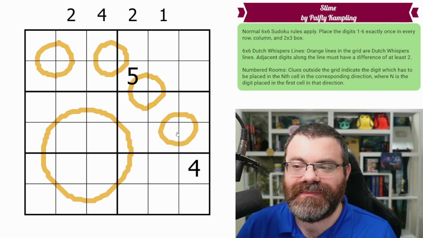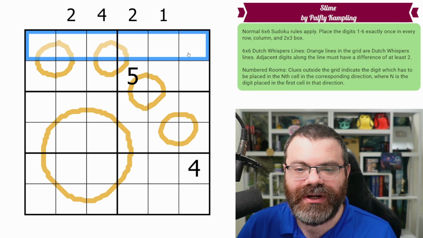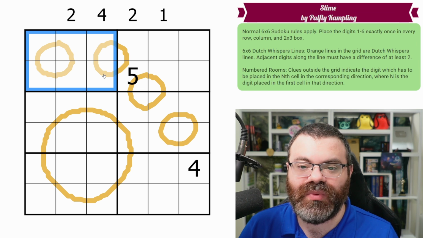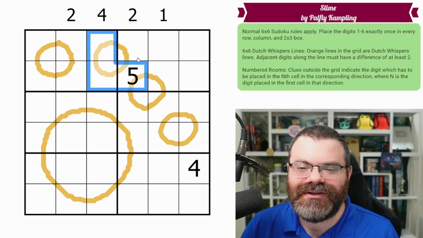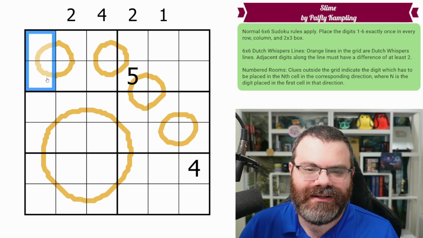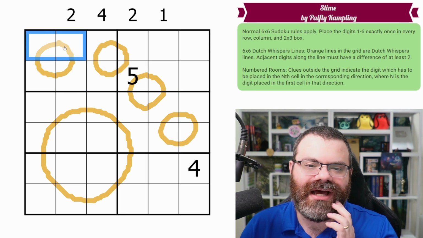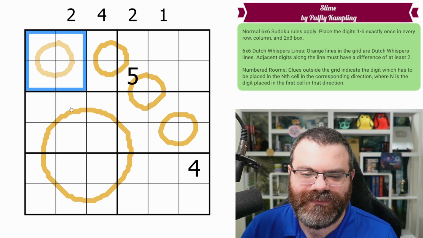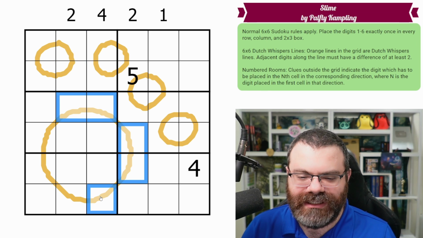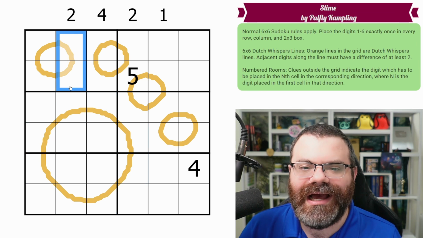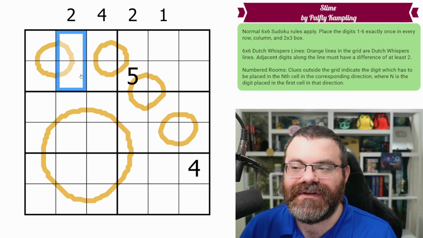So we have normal 6x6 Sudoku rules, meaning in every row, every column, and every 2x3 box, we are placing the digits 1 to 6 exactly once each. We also have these lines, they're just cosmetically circular, just for fun, but you can treat them as being a line that goes through the cells that it touches, right? So this is a line of length 4, this line skips these corner cells here, and it's aligned with these 8 cells in it. Adjacent digits on the line have to have a difference of at least 2.